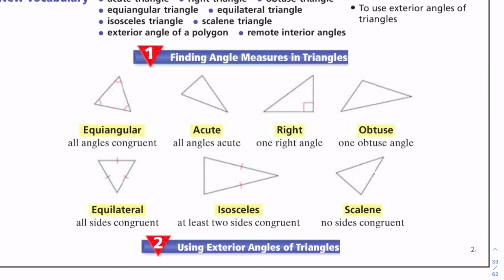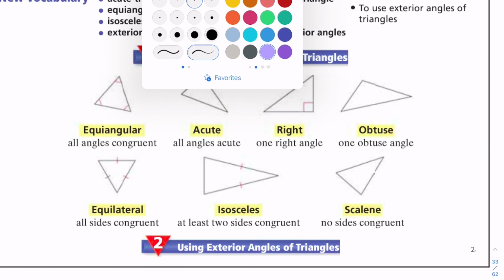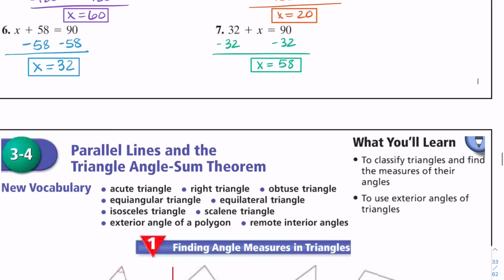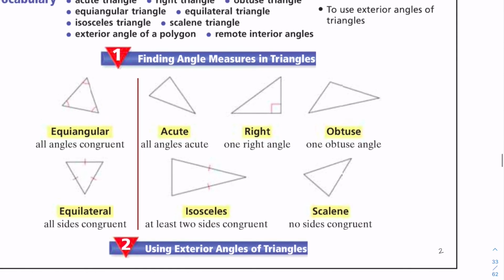So I like to put kind of like a separator right here between the two. Now in the next one, we're able to identify them both by their angle measure, so acute, right, or obtuse, but also by their side lengths, isosceles and scalene.